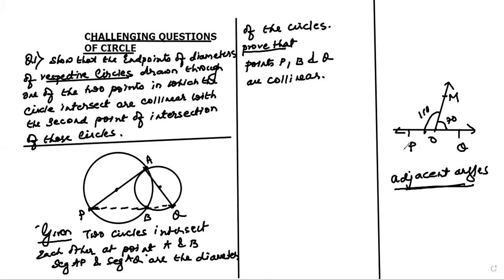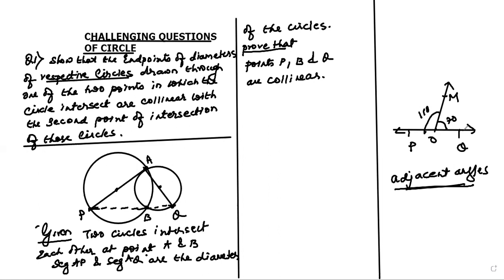Angle MOP equals 110 degrees, angle MOQ equals 70 degrees, given. So angle MOP plus MOQ equals 110 plus 70. How much is that? Angle MOP plus angle MOQ equals 180 degrees. Therefore, these adjacent angles are supplementary. Therefore angle MOP and MOQ form a linear pair. Now, did you understand the linear pair? Therefore ray OP and OQ are opposite rays.